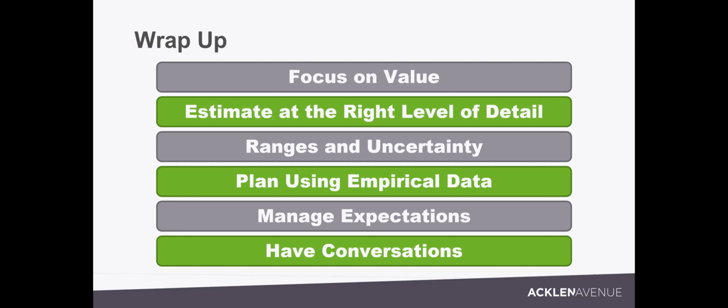Ranges and uncertainty. Do not give a single number. That has bitten me in the butt so many times. The wider the range, the more uncertainty it shows. The tighter the range, the less uncertainty, but there's always going to be some uncertainty in everything because it's all in the future. And the future is made up by guidance counselors and insurance salesmen. I don't know what's going to happen.